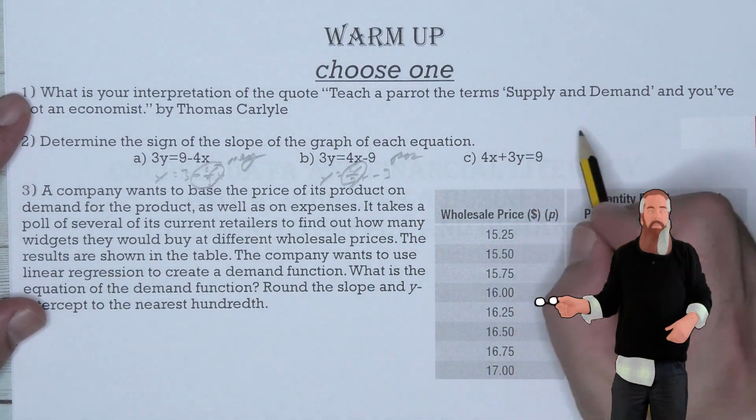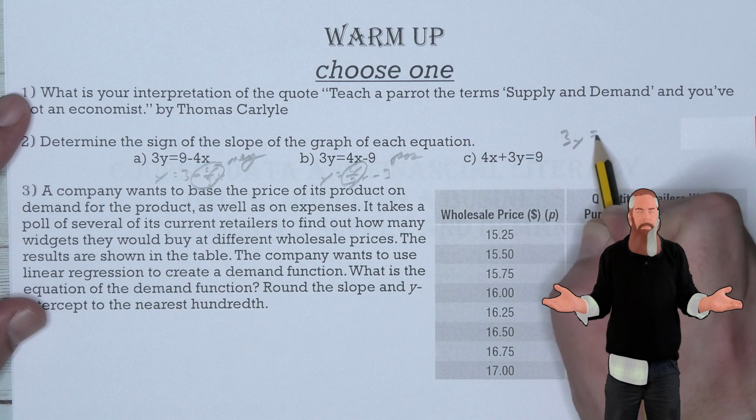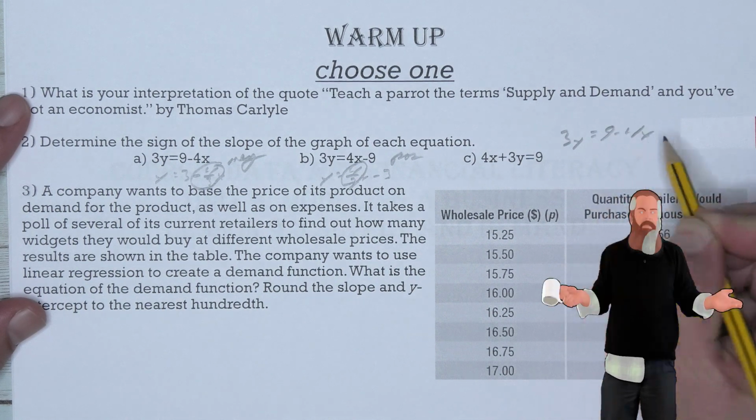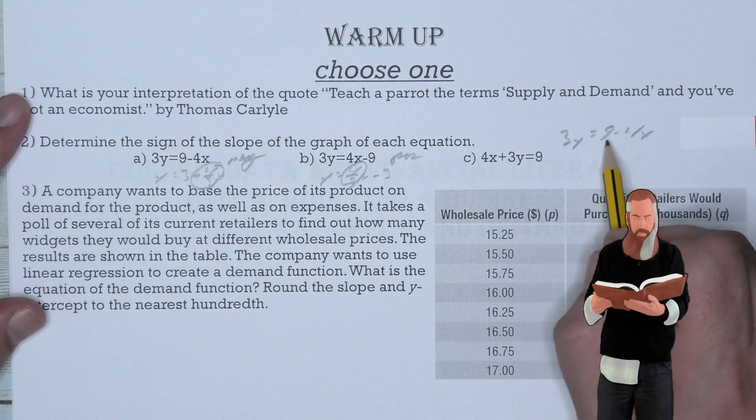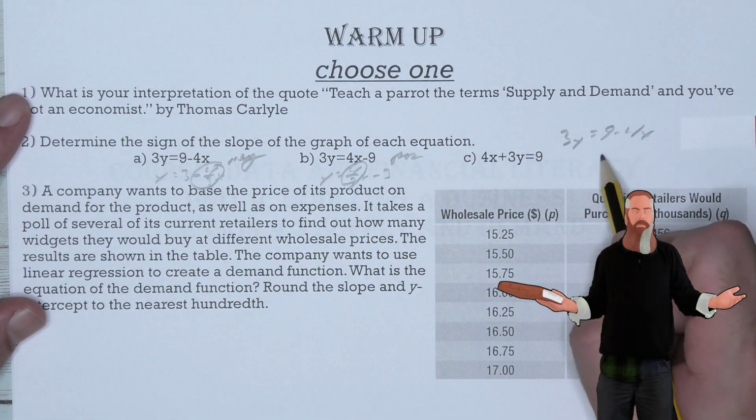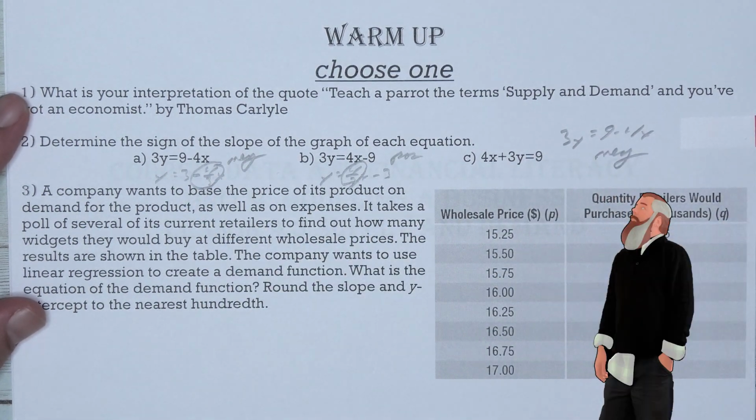Now on this one, we're going to wind up with 3y is 9 minus 4x, simply by moving that 4x to the other side. This looks just like A, which means we're going to have a negative slope.